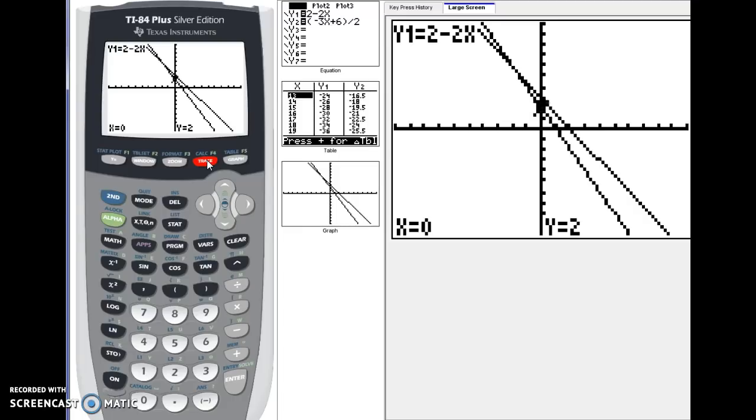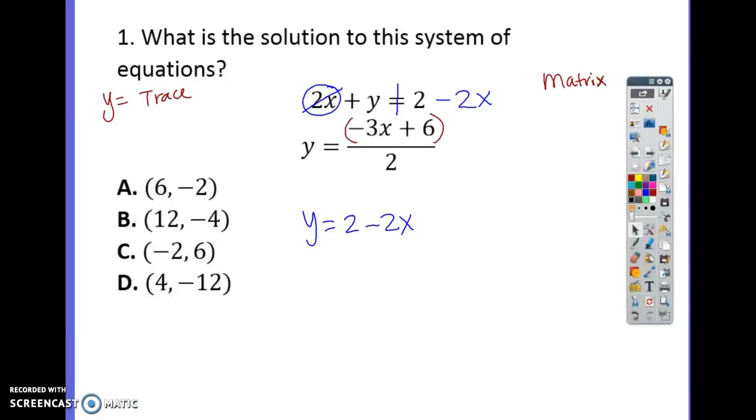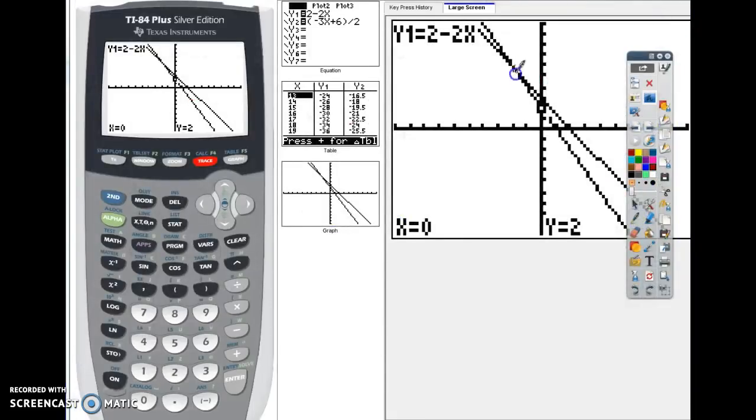So where does the solution look like it's at? It looks right here, and that's around negative 2. So if you look at your answer choices, we can check negative 2 and see if it gives you 6. So right here, type negative 2, enter, and it's close enough. And it does give you 6.